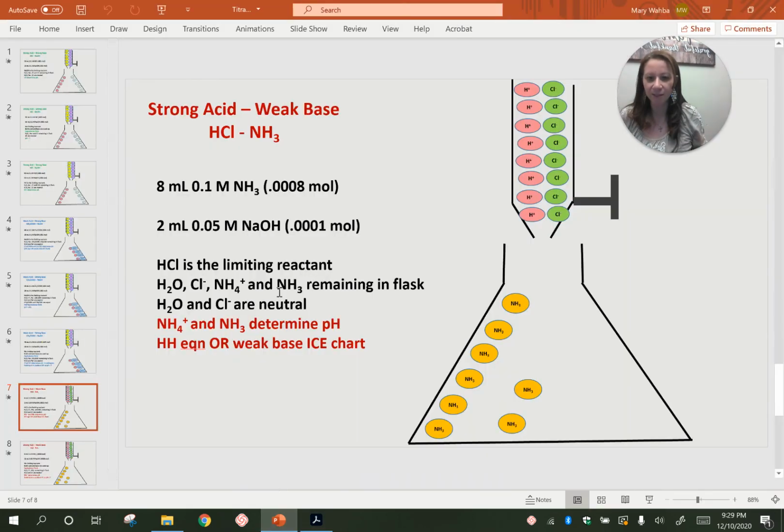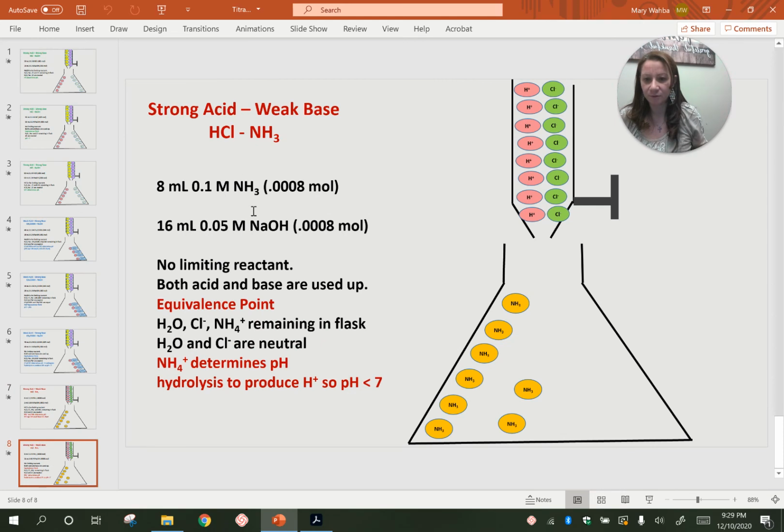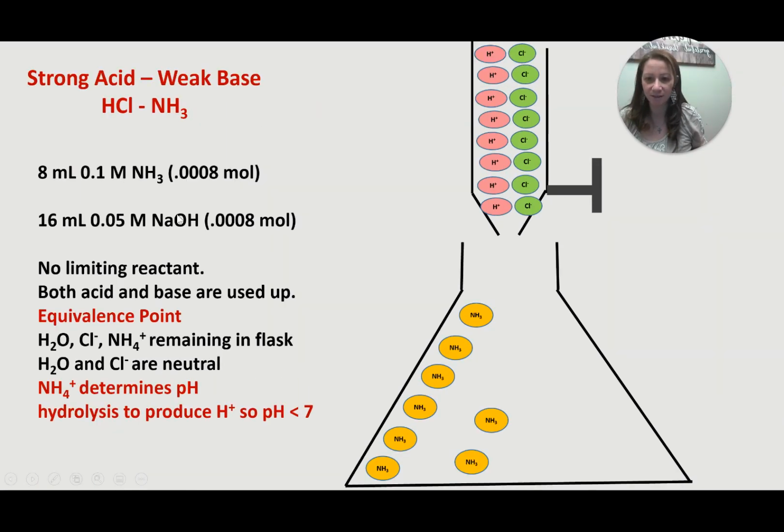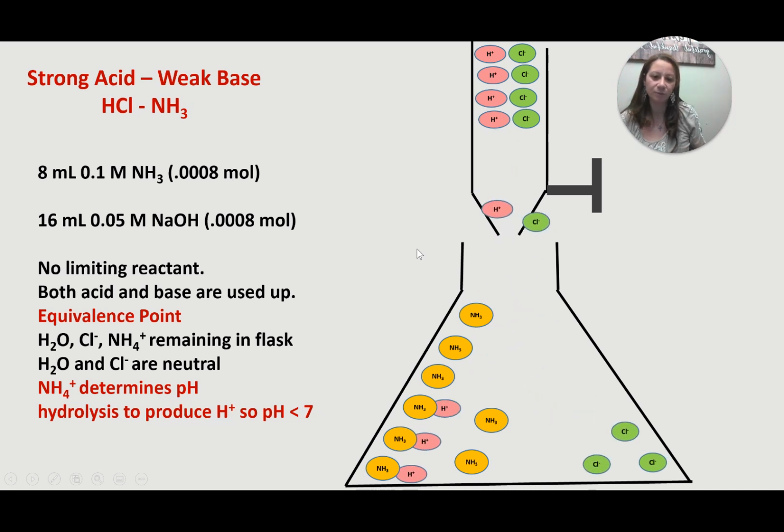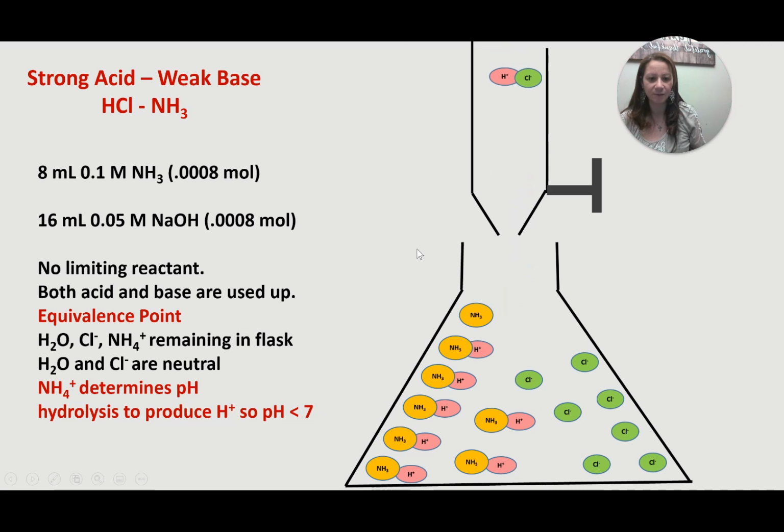Let's look at this one here. So we said it takes 16 milliliters of the HCl to reach the equivalence point. I apologize again, this should say HCl here. We're using HCl. So I have 0.008 moles of my ammonia, so 8 of these, and I'm going to use 0.008 moles of my HCl, so I'm going to use 8 of these, and we'll see what happens. So here's the first one, second one, third, fourth, 5, 6, and the 8th. So what are we left with?